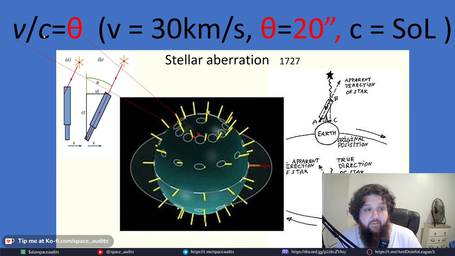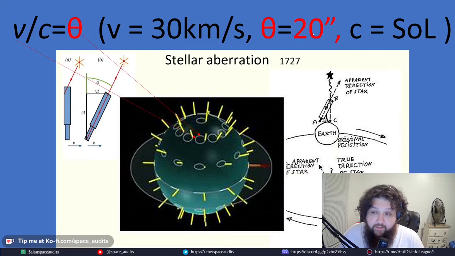Okay, so the equation given here is v over c equals theta, and they say this theta angle is produced by the Earth's velocity around the sun, and that movement creates a 20 arc second angle. That's only created when you make v 30 kilometers a second, which is what they say is the orbital velocity of Earth around the sun. So it's like, wow, that's pretty interesting, right? Now, this observation was done by Bradley in 1727.